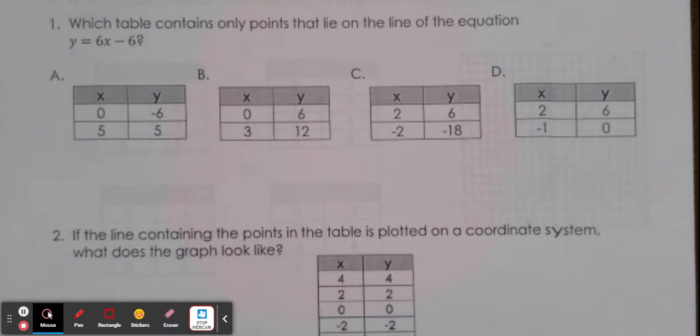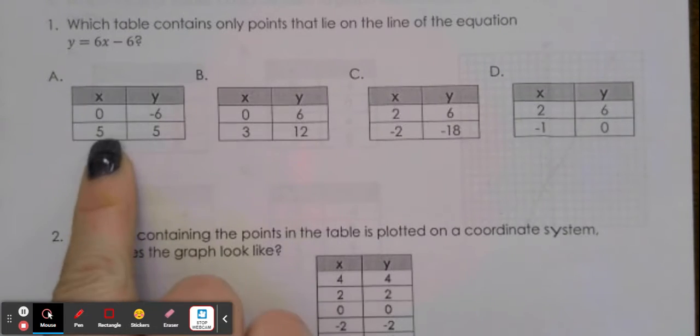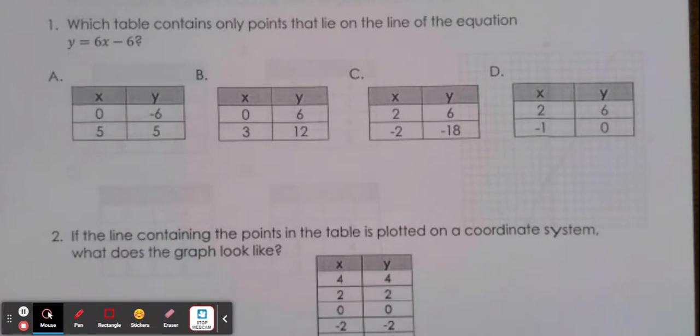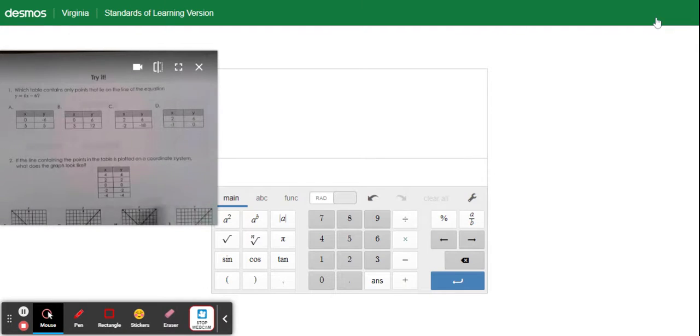So let's take a look at number 1. Which table contains only points that lie in the equation y equals 6x minus 6? So if I'm looking at tables and matching to equations, this is when I'm going to have to substitute these values of x to see which ones work. And for that, I am going to use Desmos to help me along. So I'm going to just pause this, and I'm going to take a look here.